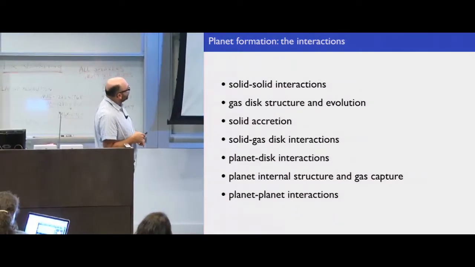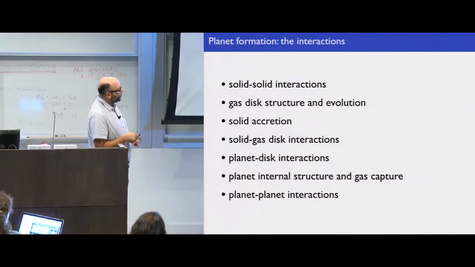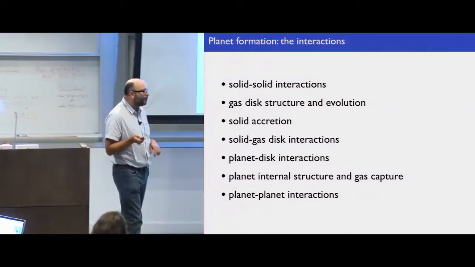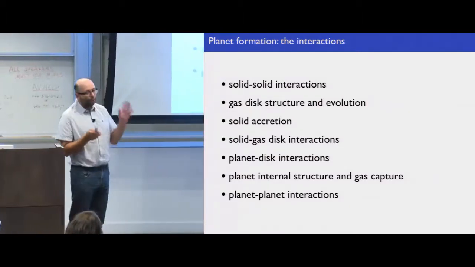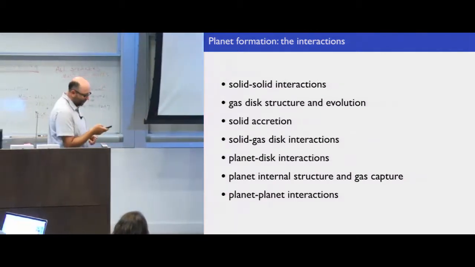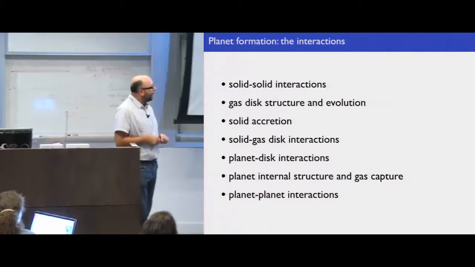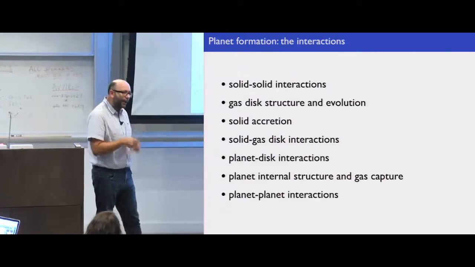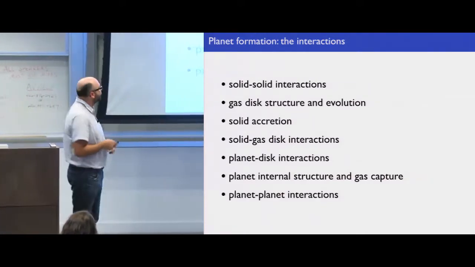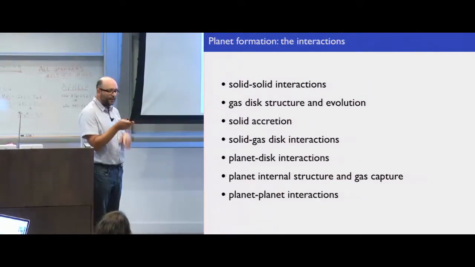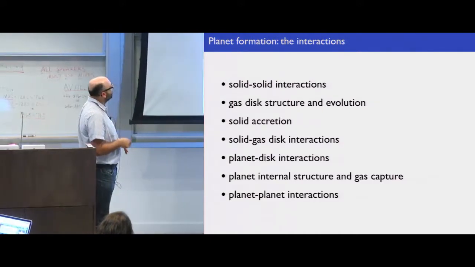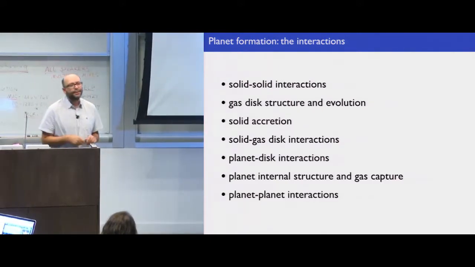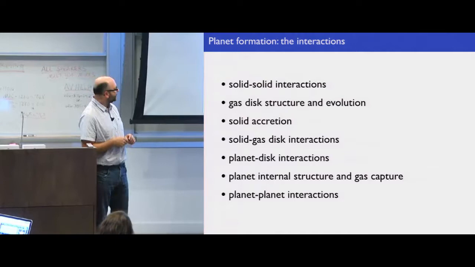So other important interactions are planet-disk interactions. As was mentioned in the previous talk, we know, or we suspect, but I think many people are convinced, that planets are not where they formed, so they migrate, and they migrate because of angular momentum exchange between the gas disk and the planet. So planet-disk interactions are important if you want to understand the distribution of periods of planets.